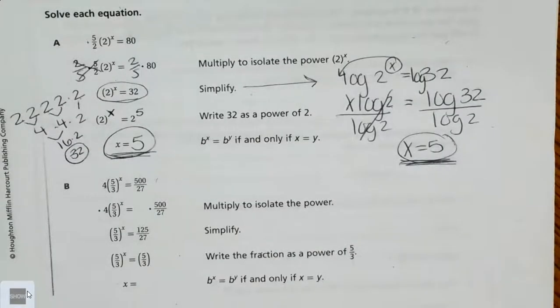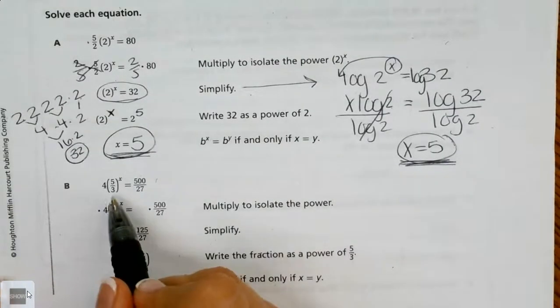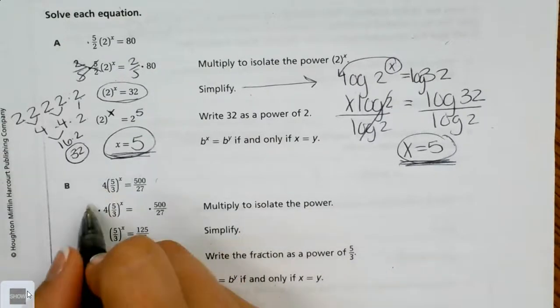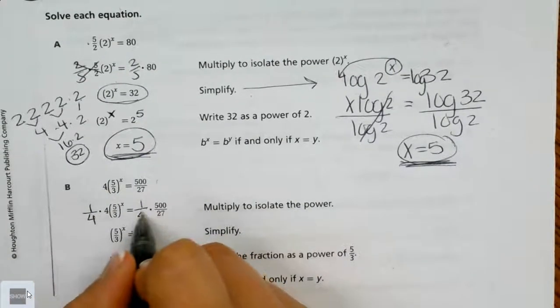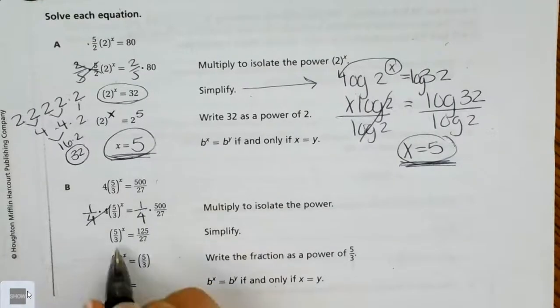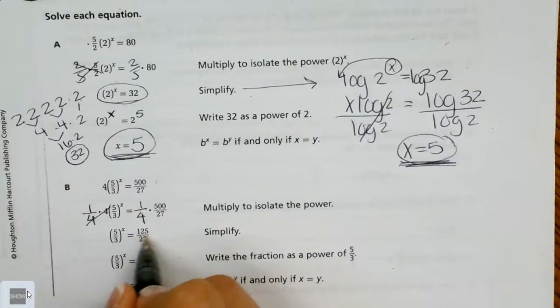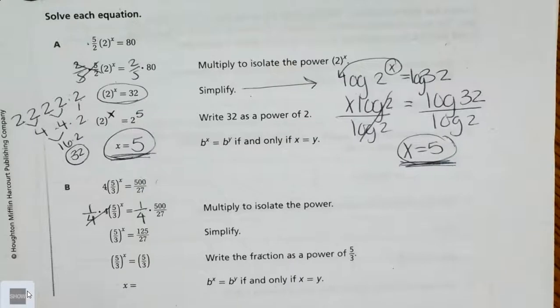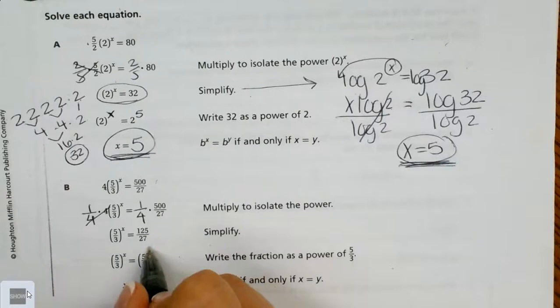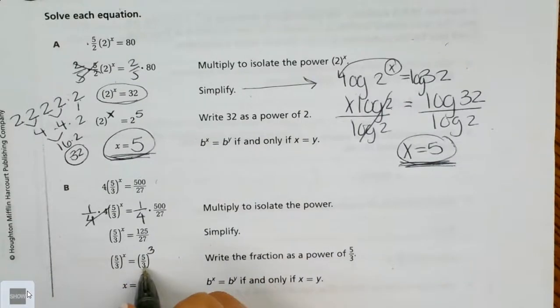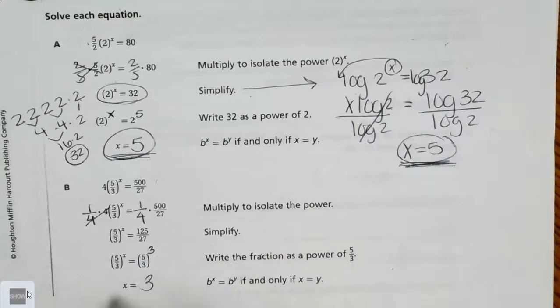All right, so to get rid of that 4, the opposite of 4 is 1/4. So I'm going to multiply by 1/4 on both sides to get rid of that 4, leaving me with 5/3 to the x equals 125 over 27. Okay, so now 5/3 to the x equals 5/3 to the what? 5 to the what is 125? 5 times 5 is 25 times 5 is 125, so to the third. 3 times 3 is 9 times 3 is 27. So that means that x equals 3.